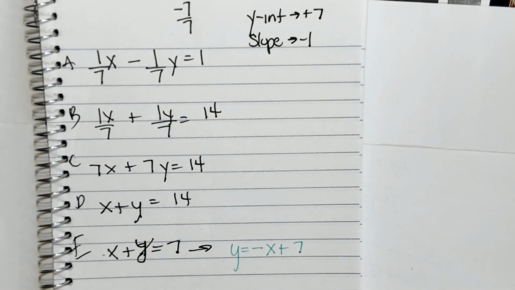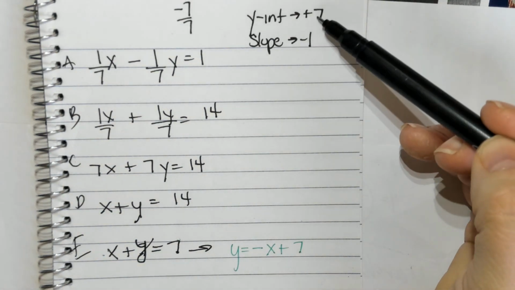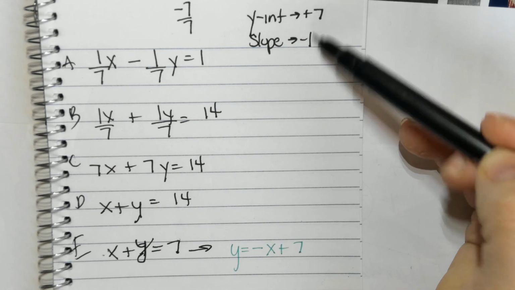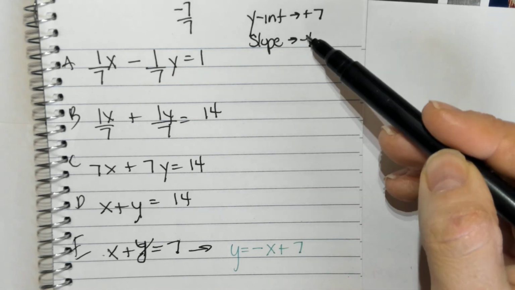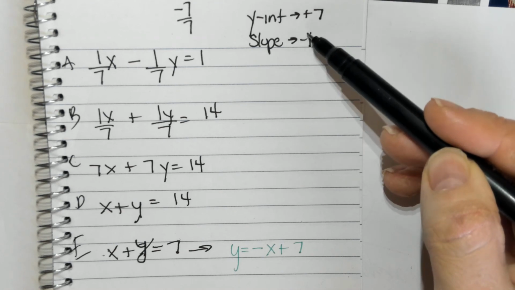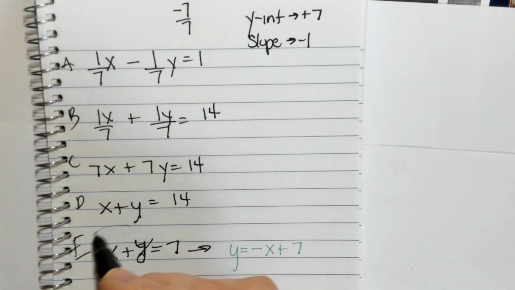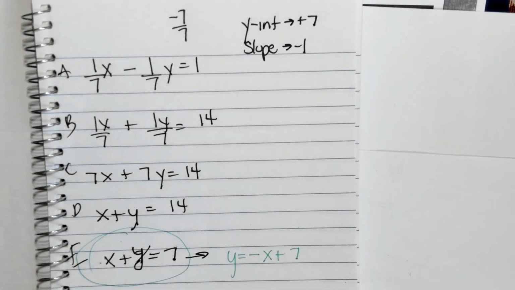Okay, let's see if this is the answer. Is the y-intercept, or the number all by itself, positive 7? It is. Is the slope negative 1? That's the number stuck with the x. It is. So I just happened to get lucky. The first one we tried is correct.